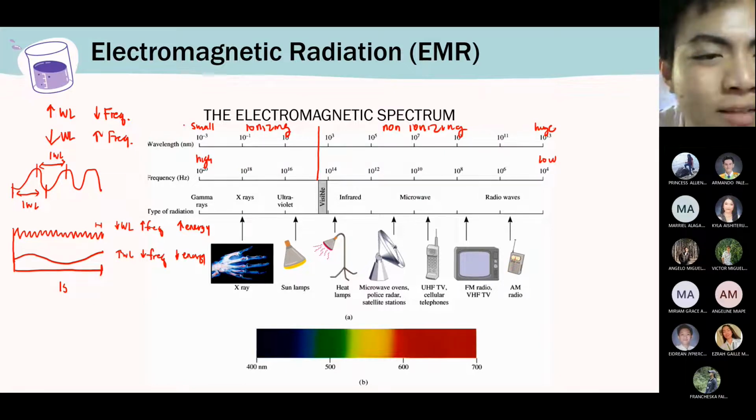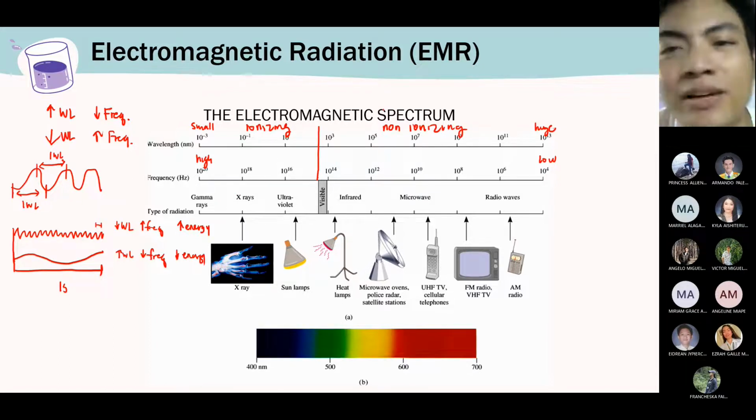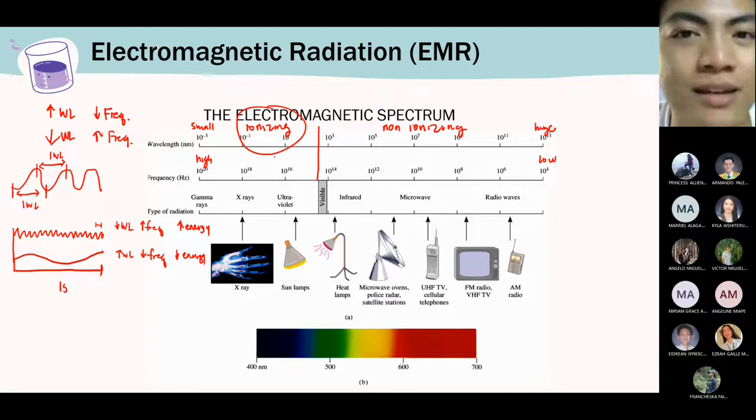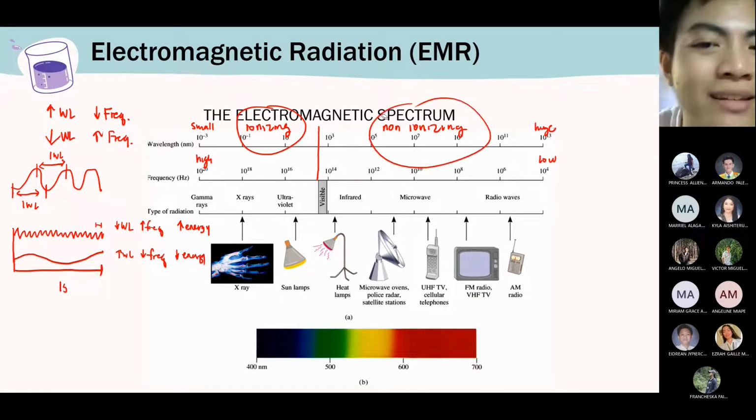Okay. So yan. So in general, we have three types of ionizing radiation. They are all characterized by small wavelength and high frequency. Okay. So we have ultraviolet, X-ray, and gamma ray. So gamma ray is the strongest of all, and the ultraviolet is the weakest of the ionizing radiation. Okay. So yun. So all of them can cause cancer. So kailangan hindi ka masyado exposed to it. So bakit dito ako nag-umpisa sa idea ng ionizing? Bakit hindi ako nag-start dito sa kabilang side?